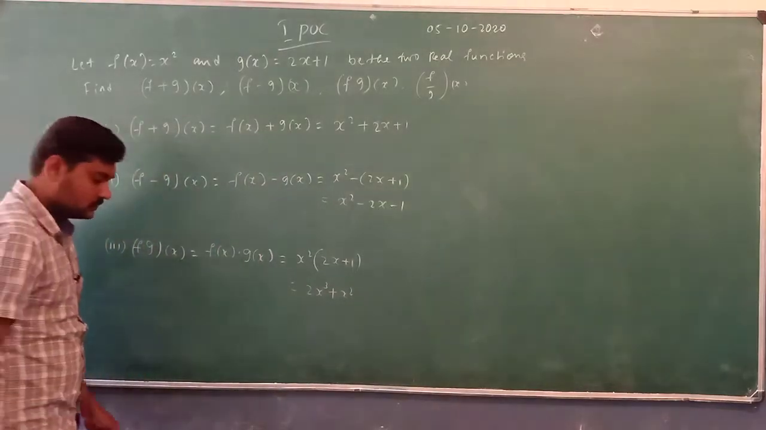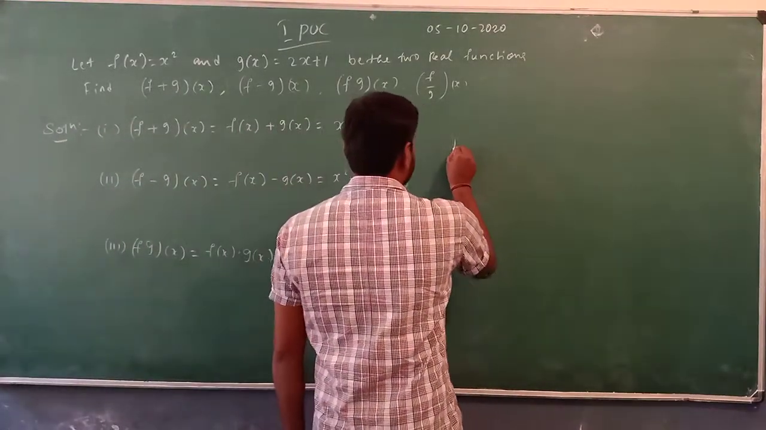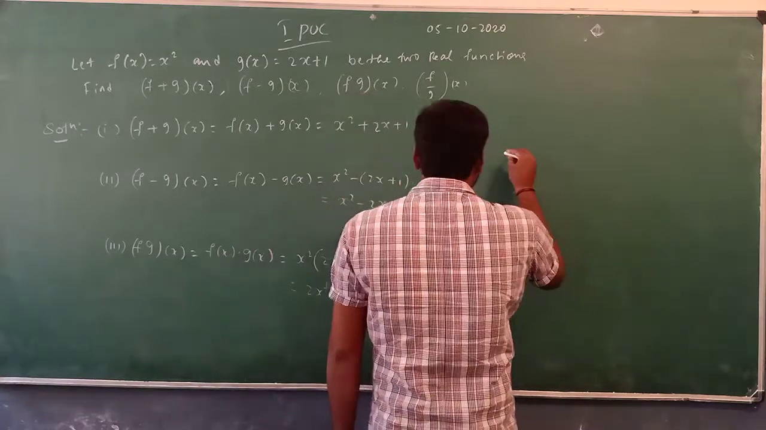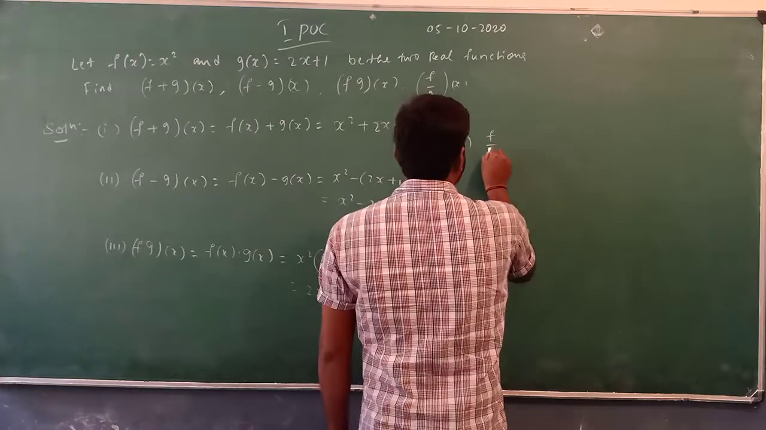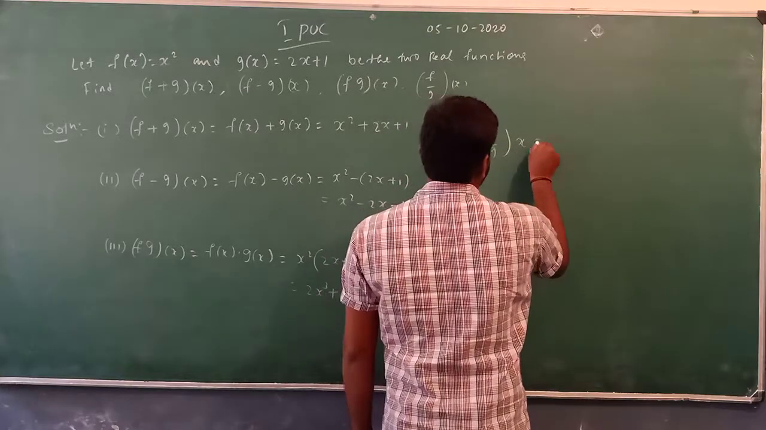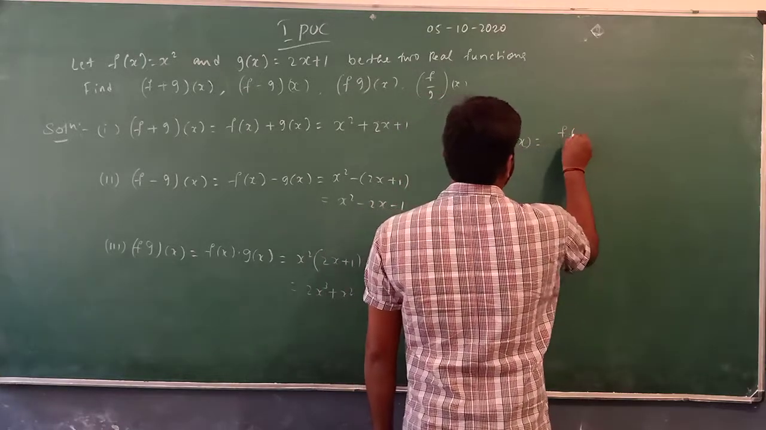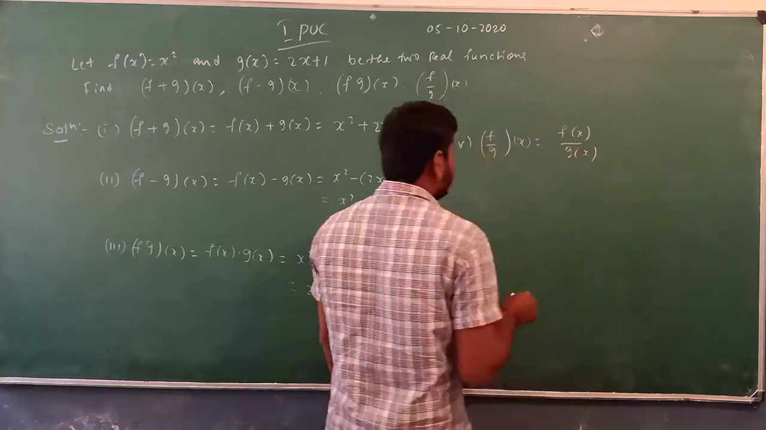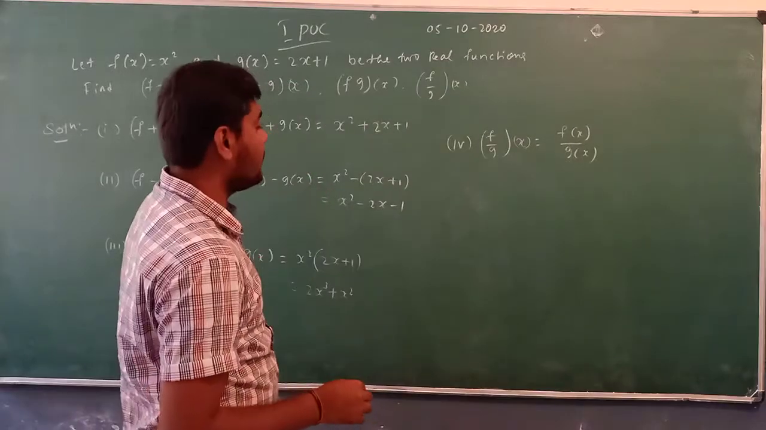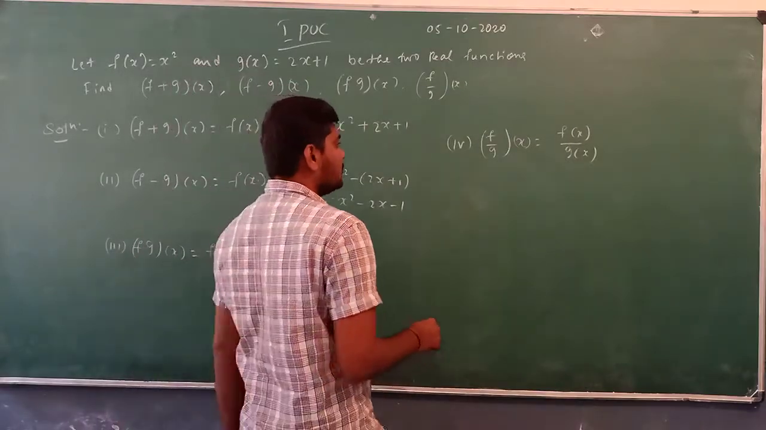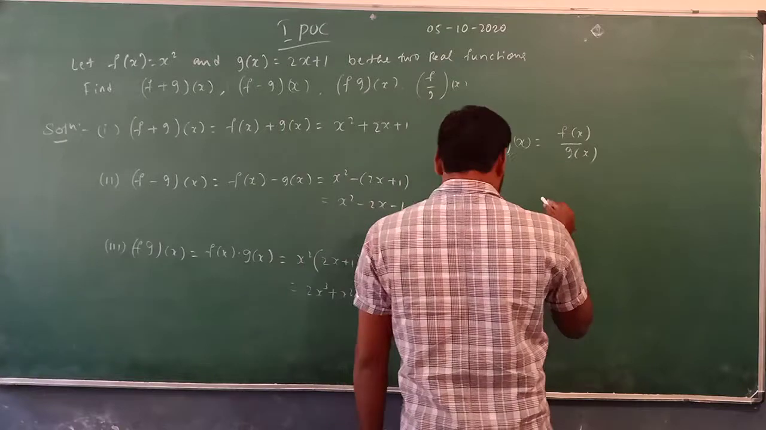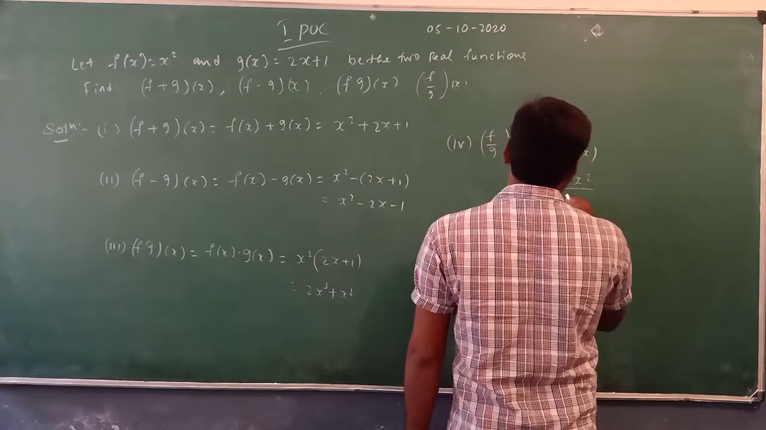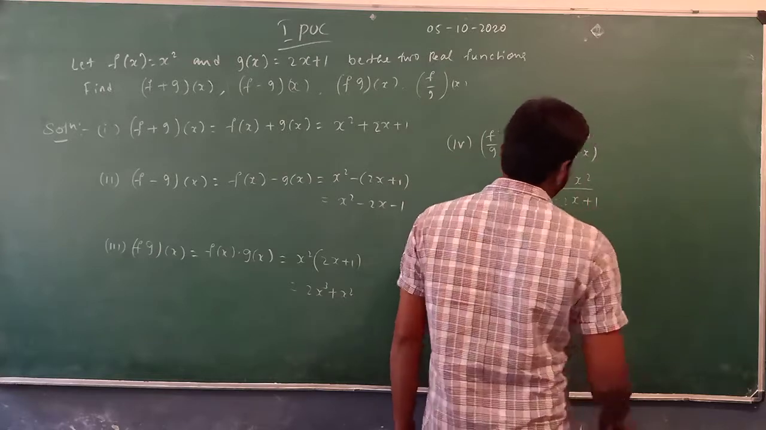Then the fourth one, f by g of x is nothing but f of x divided by g of x. So here we need to check whether g of x is going to be 0 or not. Since g of x is not 0, we can easily write that f by g of x is nothing but x square divided by 2x plus 1.